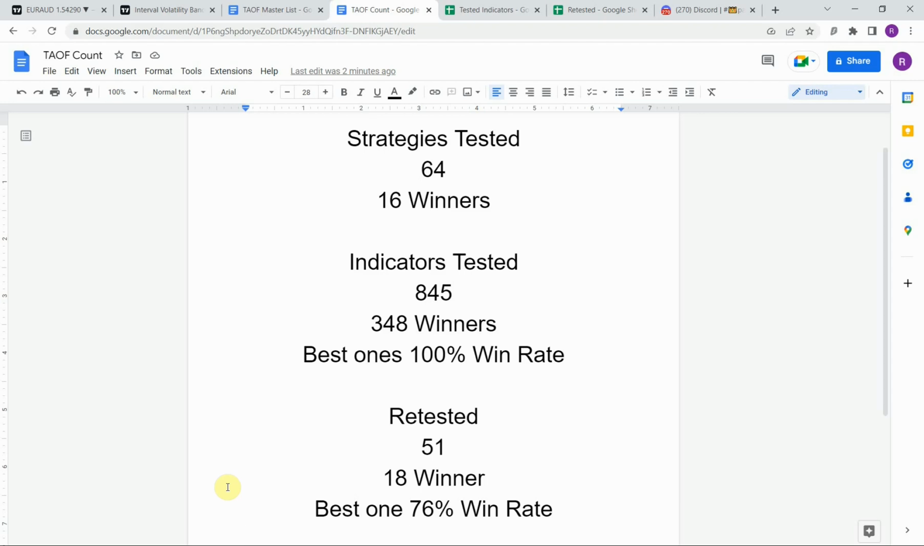We've also retested in the advanced testing 51 of the winning indicators. 18 of them have been able to maintain the winning status. The best one, a 76% win rate. Now, keep in mind that we test most of these strategies and indicators on the Forex and crypto market, but they can be applied to just about any market and time frame universally.